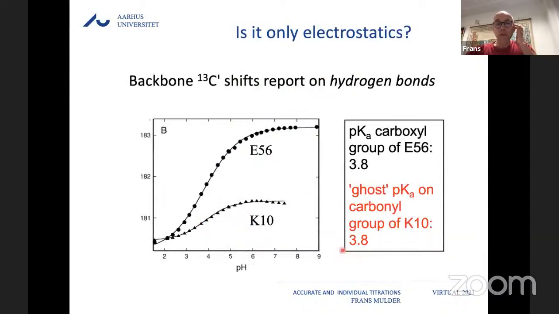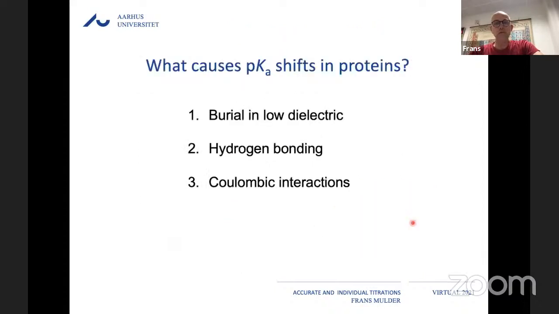As I said, in the same spectrum, we do also get our carbonyl shifts. For example, lysine 10, this is the carbonyl group that we see of lysine 10. It shows what we call a ghost titration. Of course, the residue itself cannot titrate. It's a backbone carbonyl, but you see that it responds to something else that's happening close to it, which is actually a hydrogen bond interaction with a side chain of glutamate 56. And you see that these two curves also give the same pKa constant, which is the one of the side chain of glutamate 56. So there's extra information in these spectra.